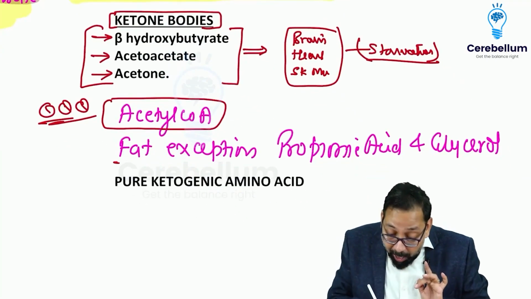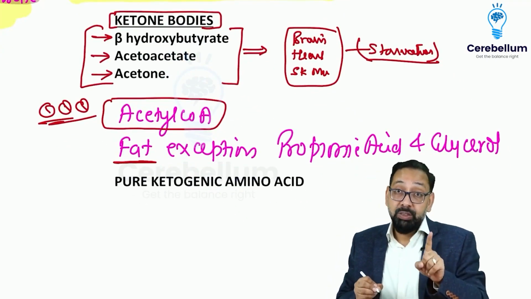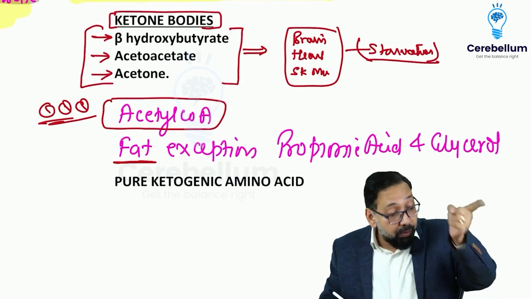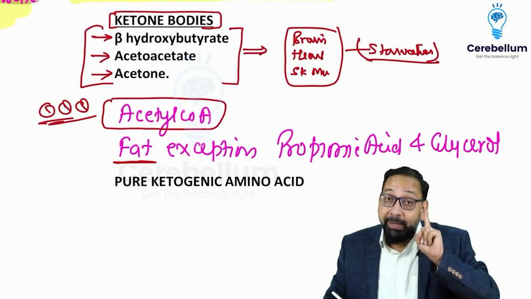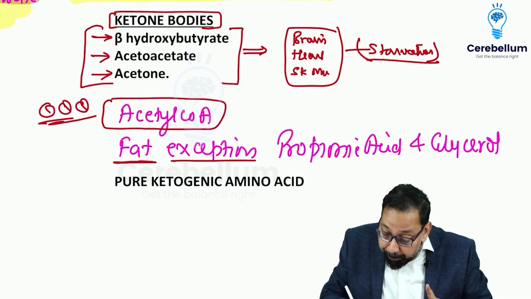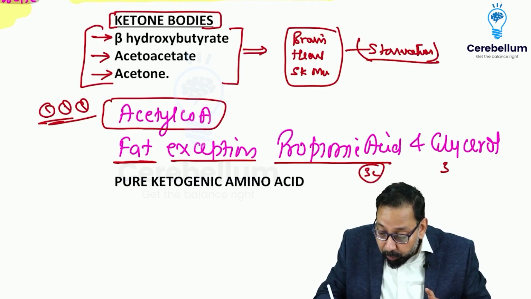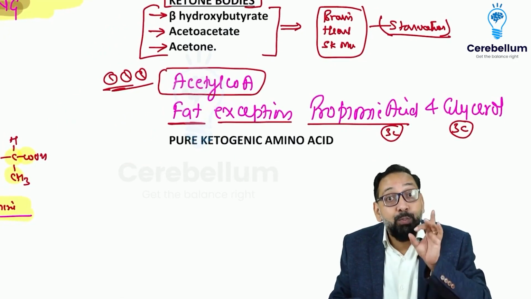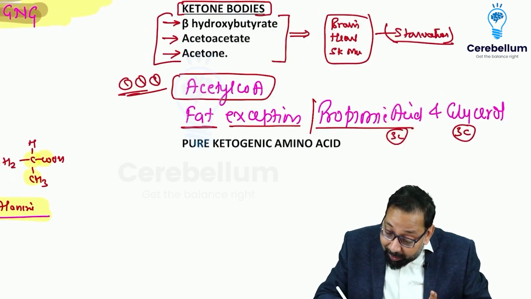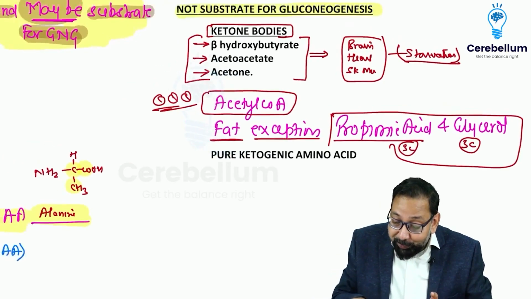Fat is not a substrate for gluconeogenesis. Carbohydrate can be converted to fat, but fat cannot be converted to carbohydrate. Question: exception? Yes, propionic acid, 3 carbon, and glycerol, 3 carbon. Yes, these are part of fat, but in spite of being part of fat, they are substrates for gluconeogenesis.